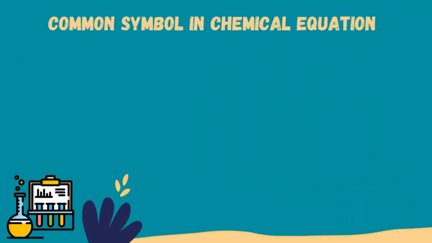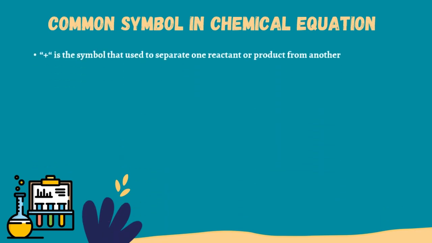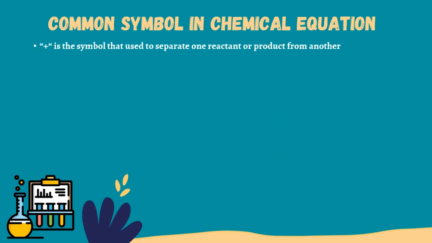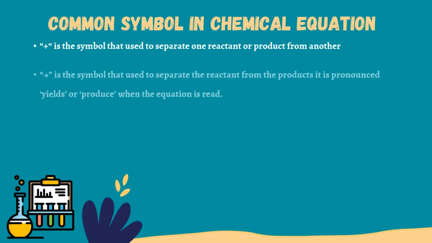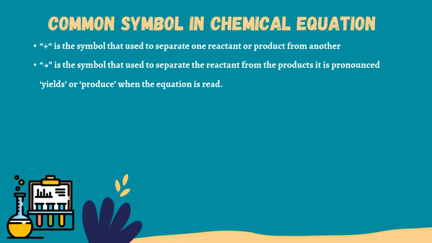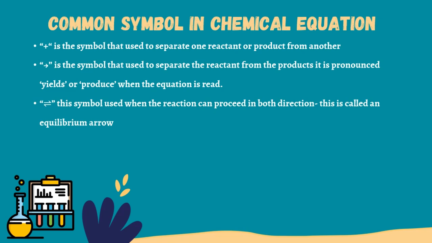Before we learn further about chemical equations, we have to know the common symbols used in chemical equations. The first one, the plus symbol, is used to separate one reactant or product from another. The second is the arrow symbol, used to separate the reactants from the products. It is pronounced yield or produce when the equation is read. The double arrow symbol is used when the reaction can proceed in both directions. This is called the equilibrium arrow.